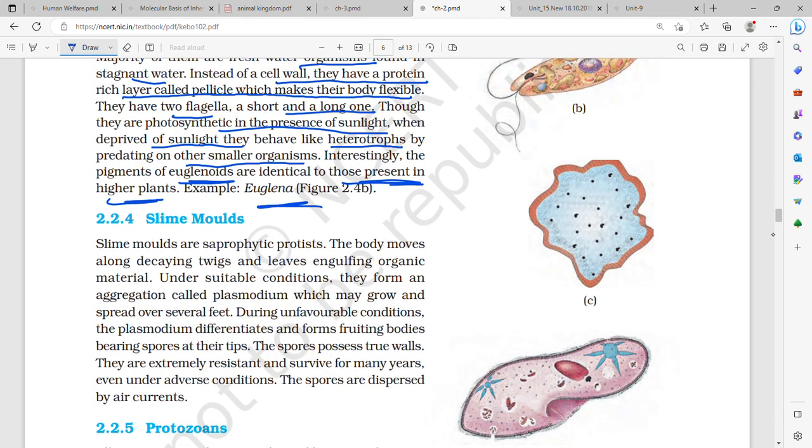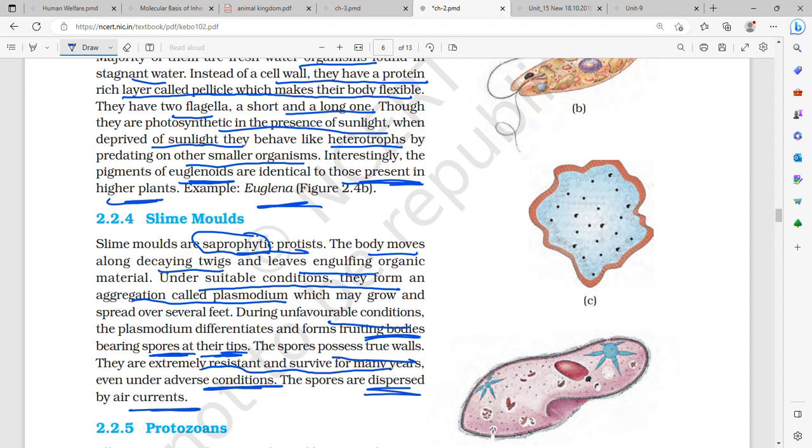Then slime molds. Slime molds are saprophytic protists, that is, they feed on dead and decaying matter. Their body moves along decaying twigs and leaves, engulfing organic material. Under suitable conditions, they form an aggregation which is called plasmodium, which may grow and spread over several feet. During unfavorable conditions, the plasmodium differentiates to bear fruiting bodies, bearing spores at their tips, and these spores possess true walls. They are extremely resistant and can survive for many years under adverse conditions. The spores are dispersed by air currents.